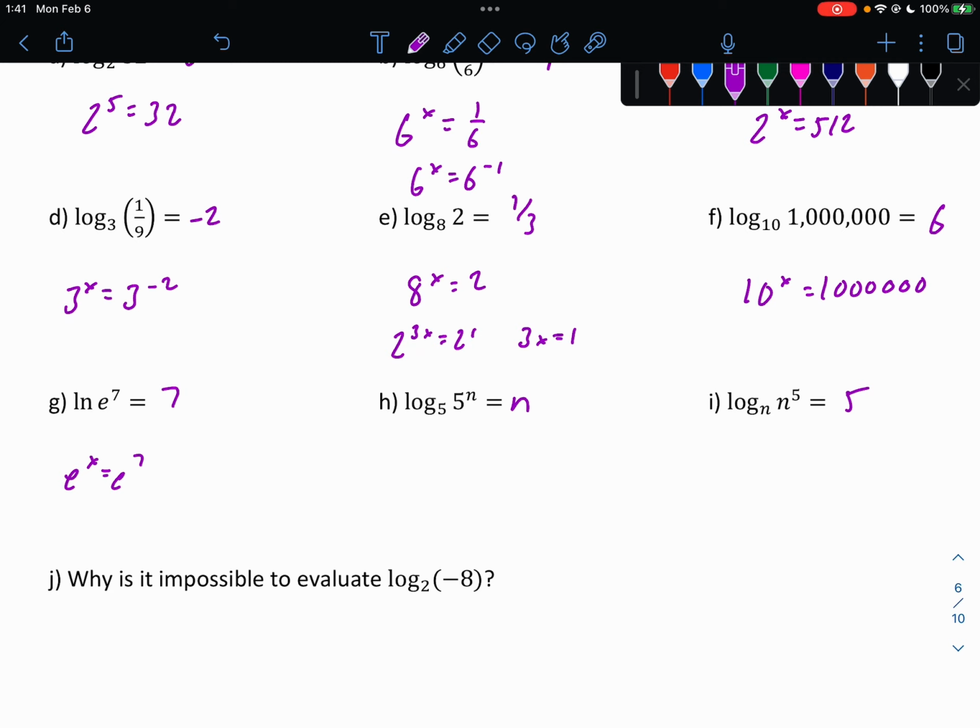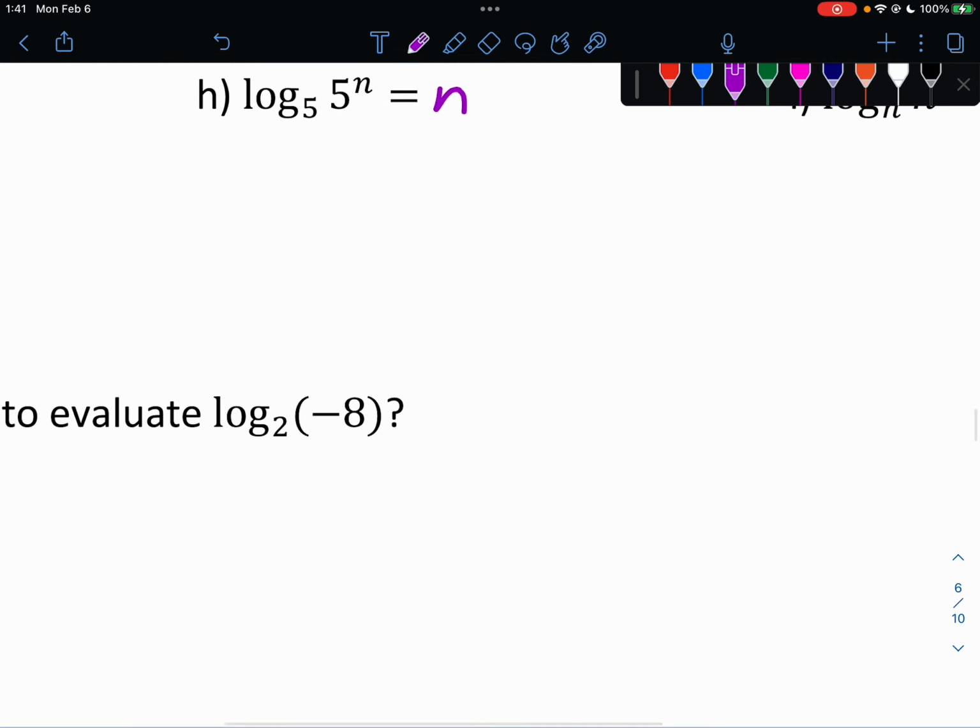Question J, why is it impossible to evaluate this log? Well, if I did this, 2 to no power will give me negative 8. So that's it. We can't do anything with that.